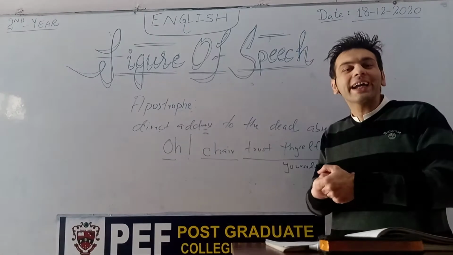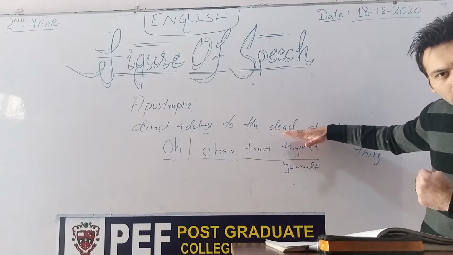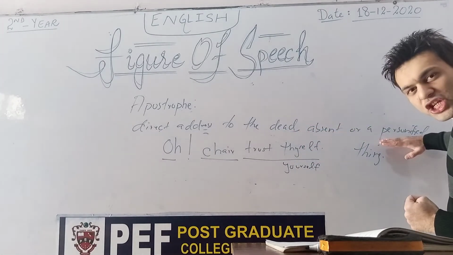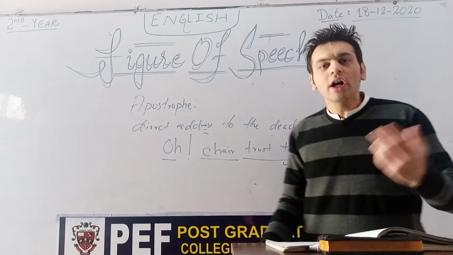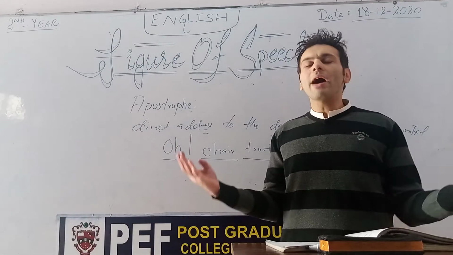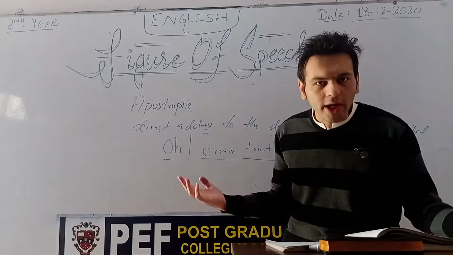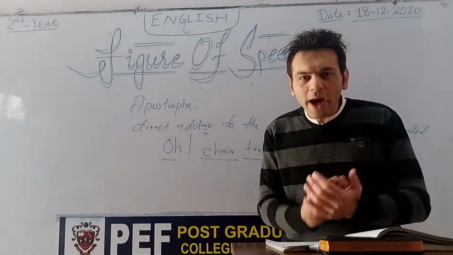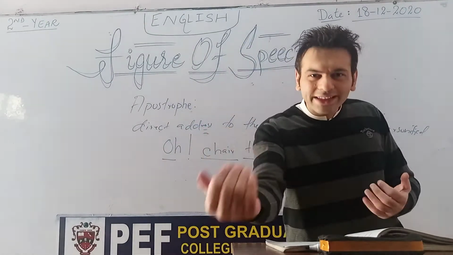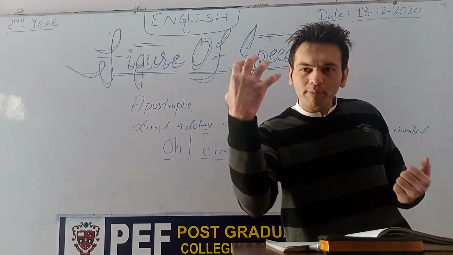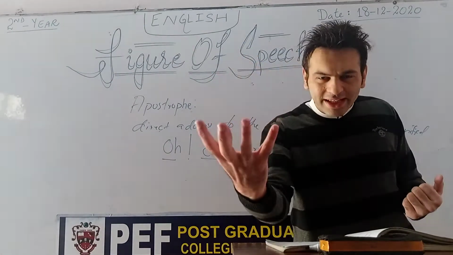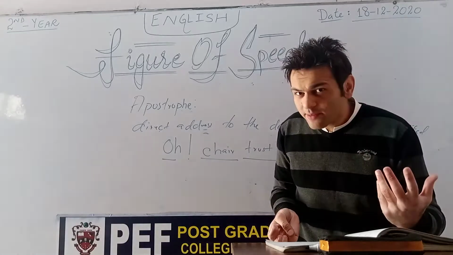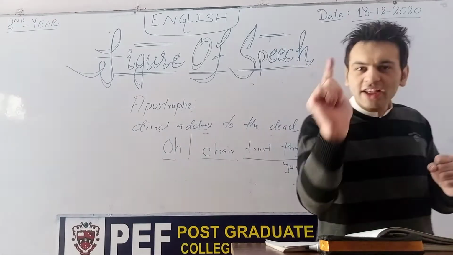Apostrophe में क्या होता है कि आप या तो किसी मुर्दा को या उस शख्स को जो मौजूद ना हो, या कोई ऐसी चीज जिसको आपने personify किया हो. For example, I say, O my bag, you are too heavy. Now if you look at this, how can you expect from your bag that he will respond to you? आप अपने बैग से, अपने बस्ते से कैसे ये उम्मीद रख सकते हैं कि वो आपको जवाब देगा? वो आपको जवाब नहीं देगा. Even then I am addressing it.